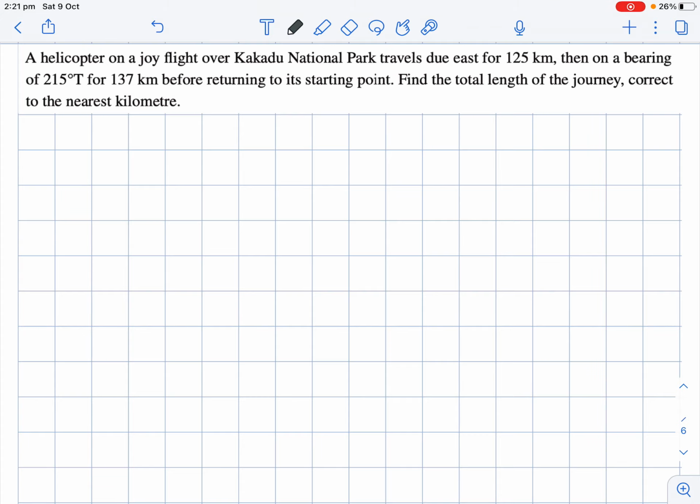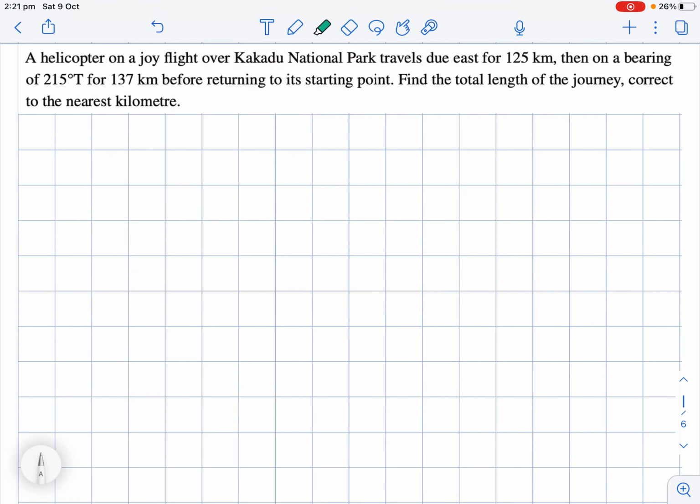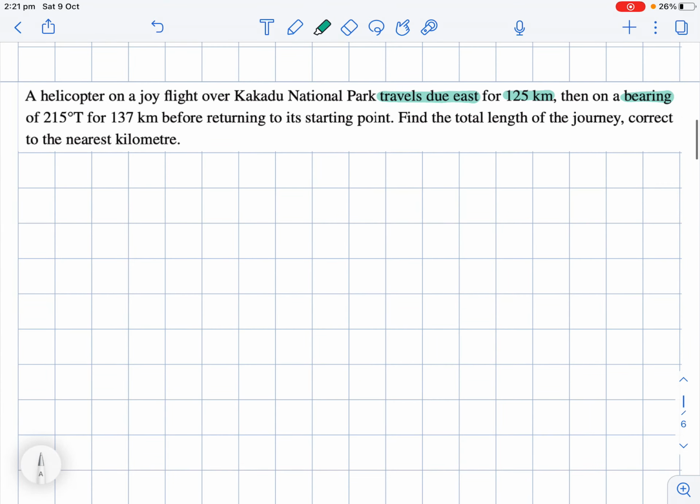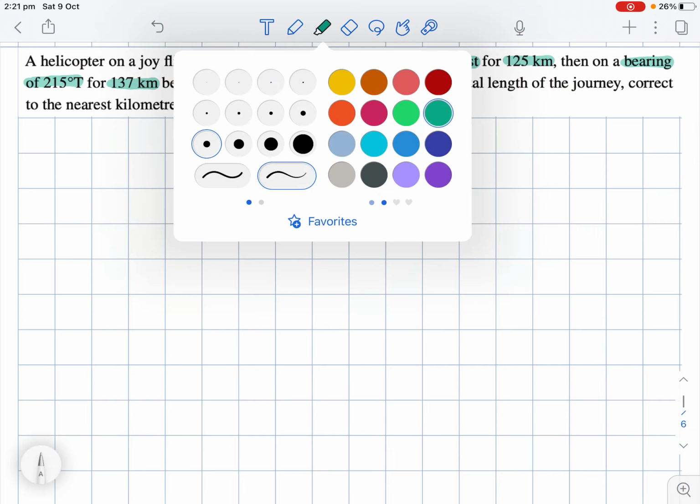So as I mentioned in the previous video, let's pick apart this question in a little bit more detail. A helicopter is on a joy flight. We don't care that the helicopter's on a joy flight. We do care, though, that it travels due east for 125 kilometres and then on a bearing of 215 degrees true for 137 kilometres before returning to its starting point. So they're the key pieces of information in this question.